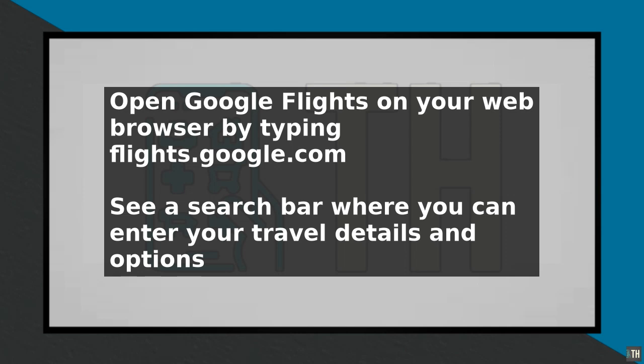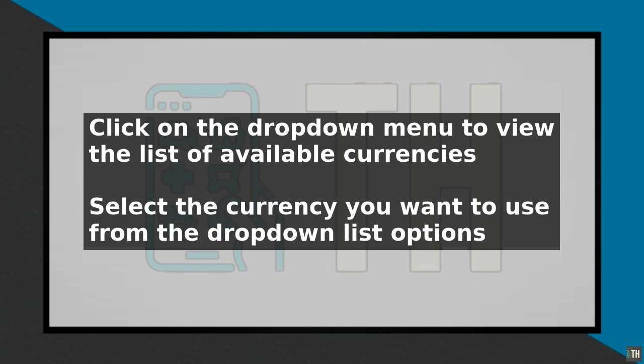Next to the search bar, you will see a drop-down menu that displays the current currency. Click on this drop-down menu to view the list of available currencies. You will see a wide range of currencies to choose from, including US dollar, euro, pound, and many more.